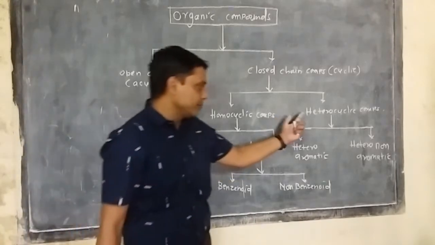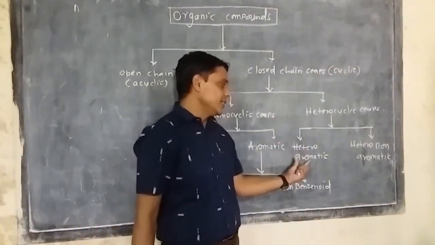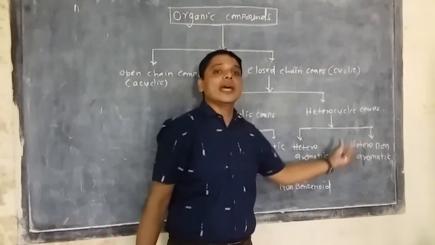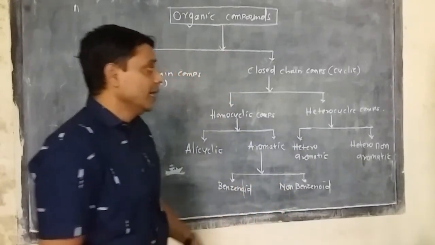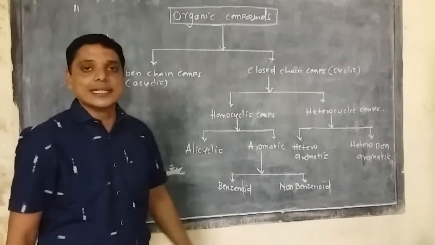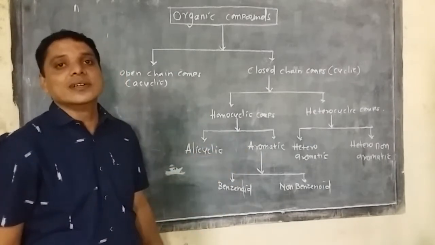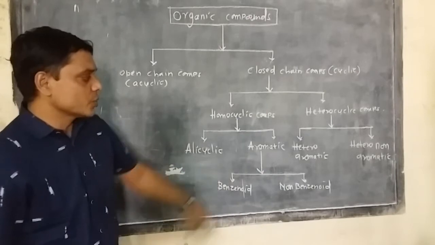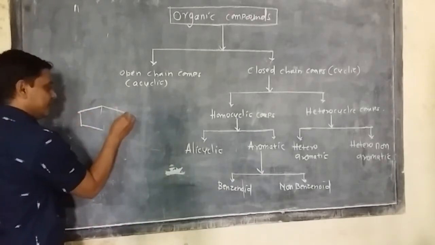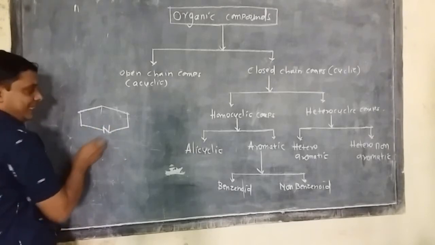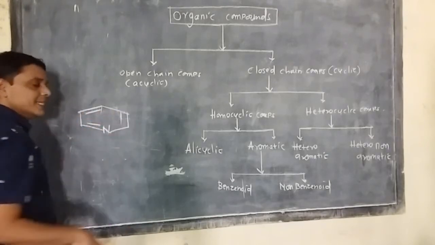Again, these heterocyclic compounds are classified in two ways: heteroaromatic and hetero non-aromatic. It means the heteroatom is present, the cyclic ring is present, and one contains an aromatic form and one contains a non-aromatic form. So simply, heteroaromatic is like this. Pyridine is the best example of it. See that the structure of pyridine is like this, and the bonding is present in such a way.